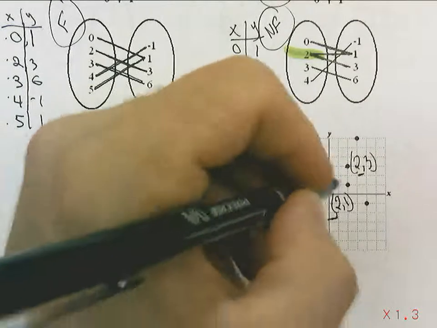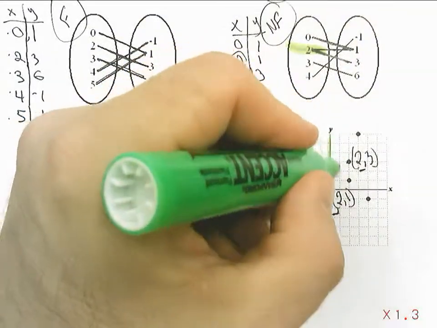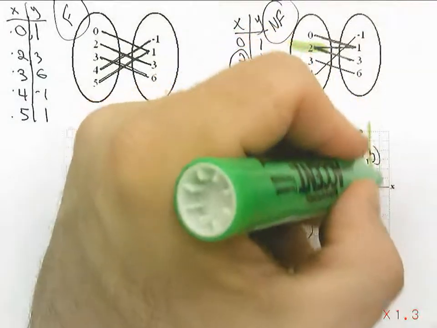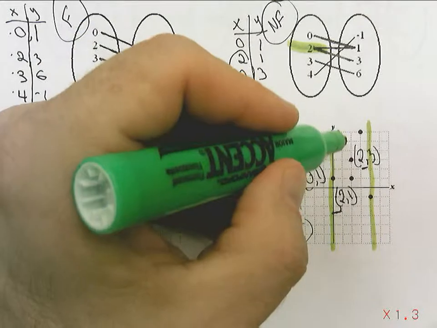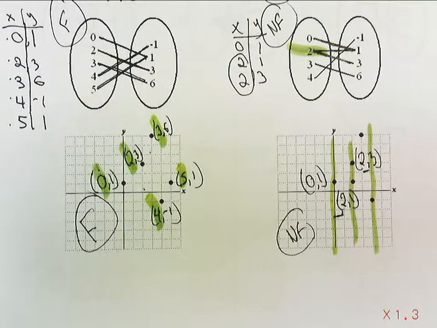Another way you can tell is by drawing vertical lines. If you draw vertical lines through it, vertical lines go up and down. It only goes through one of the x's. If you go here, it goes through one of the x's. And if you go to this one, it goes through 2 of the x's. It goes through more than 1. That means it's not a function.